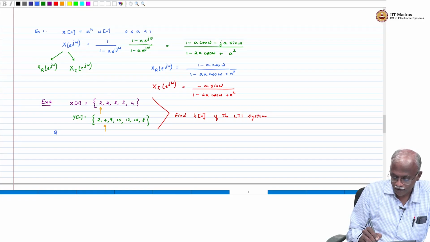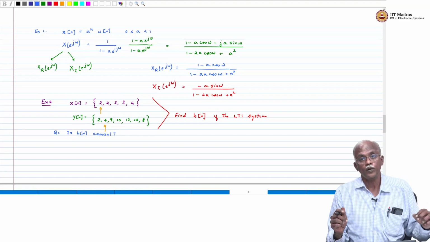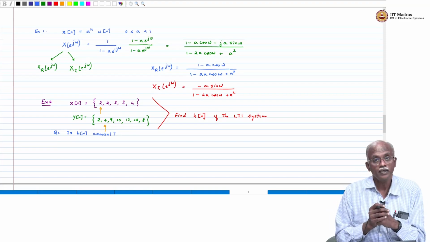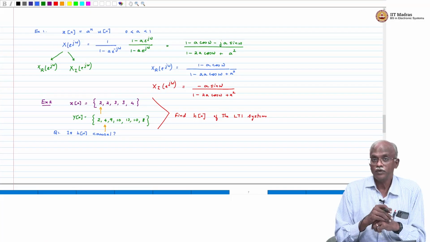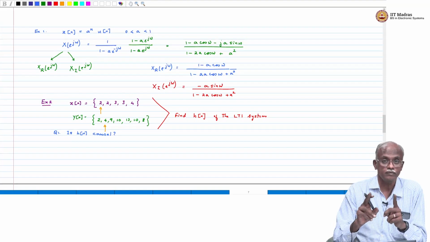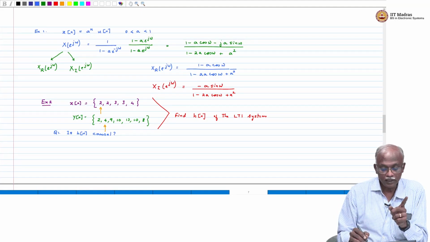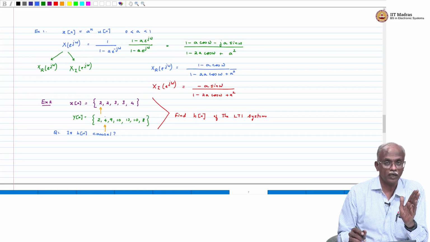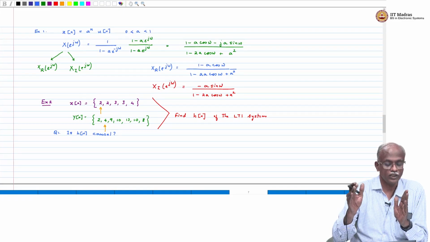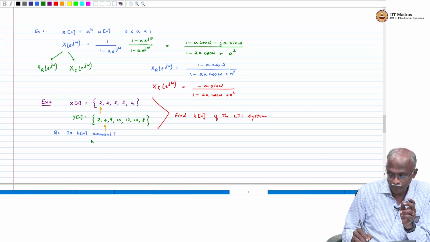The first question: is h of n causal? What would your answer be? Remember, think about our sequences. If the LTI system is causal, that means when there is no input, there cannot be an output. Now, notice that the output starts at n equal to -1, whereas the input starts at n equal to 0. So, definitely we can say that this is not a causal system.